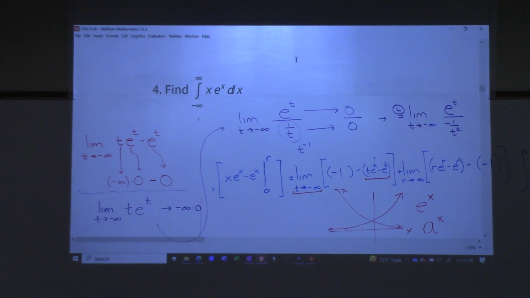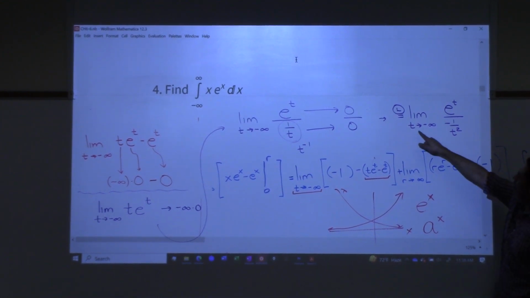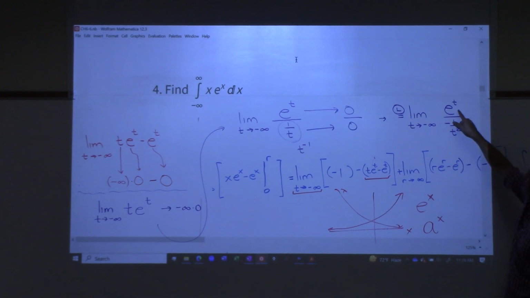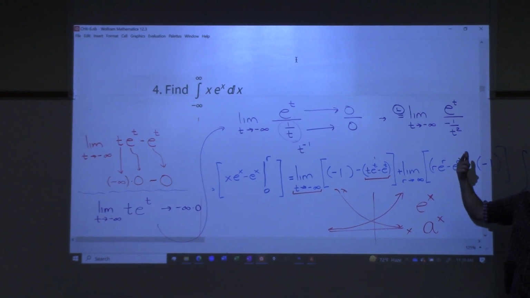Did that help? Did that solve anything? What happens as t goes to -infinity? That goes to 0, right, still? And this goes to where? 0. It's going to be like that. It didn't help, and if we did it again, it's going to keep doing this, isn't it?